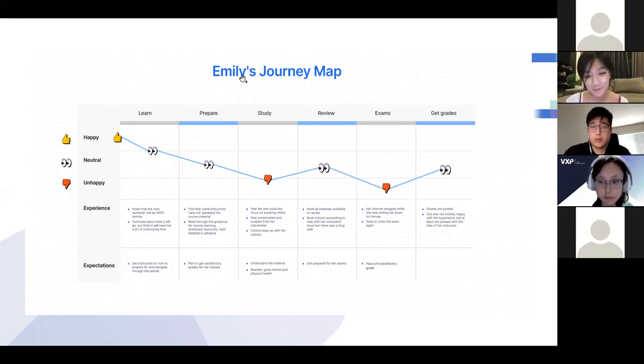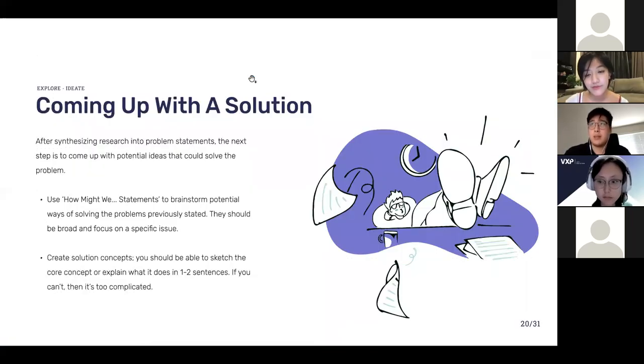So now that we've gathered a bunch of synthesized research and created the problem statement, we want to come up with ideas that can potentially solve the problem. But we have to remember not to get too attached to certain ideas. We just want to come up with as many as we can in order to try them out. Essentially, it's brainstorming. We want to tackle the problem and come up with creative ways to align our ideas with the research that we did.